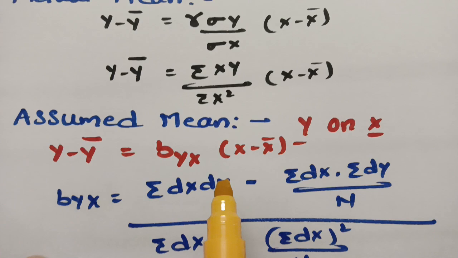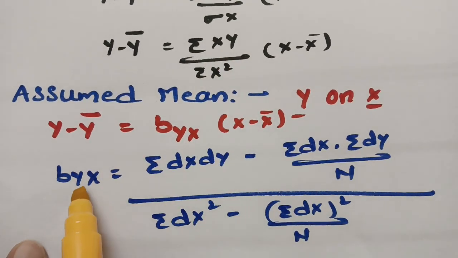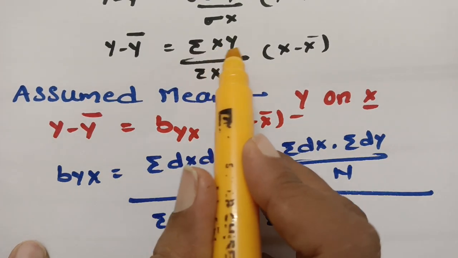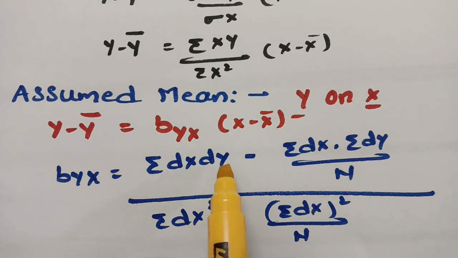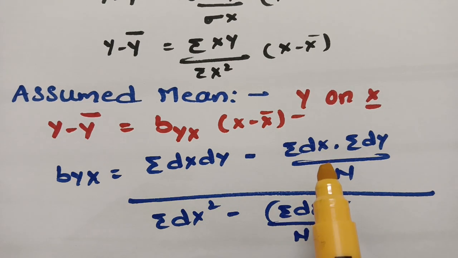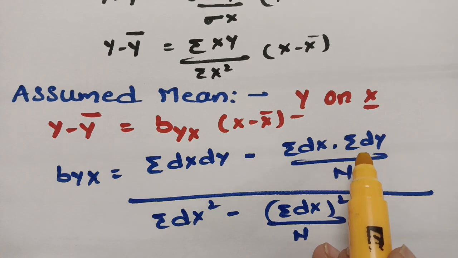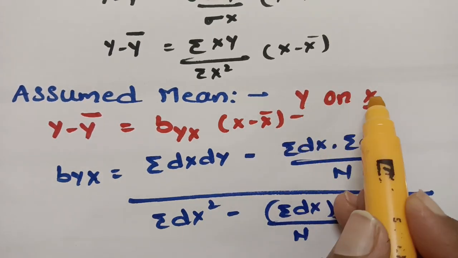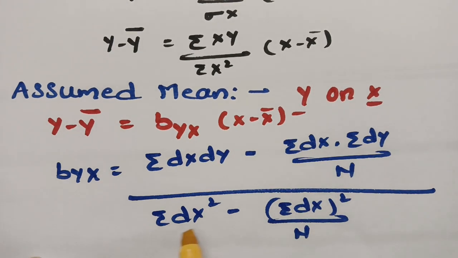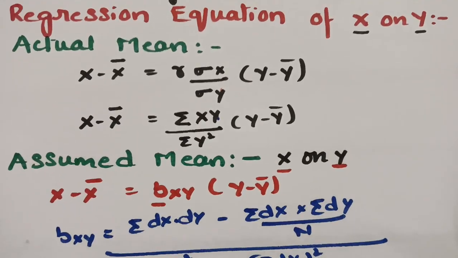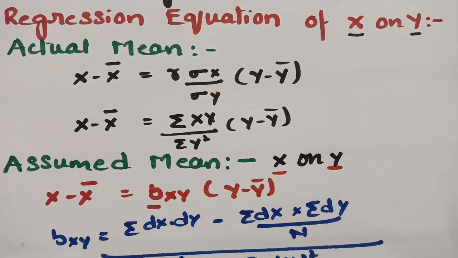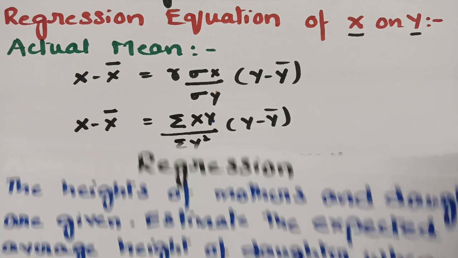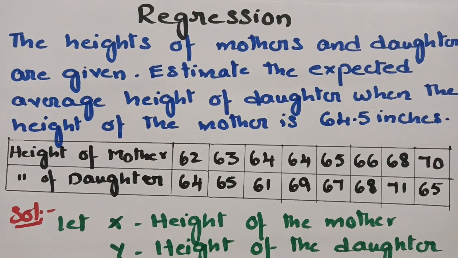What is byx? Same as this one. That is, byx will be sigma dx dy minus, individually we have to multiply sigma dx into sigma dy by n, by, since it is y on x, in the denominator there will be x, that is, sigma dx square minus sigma dx whole square by n. So these are the four formulae which are very, very important. And now we are going to solve the problem, that is, the heights of the mothers and the daughters are given.